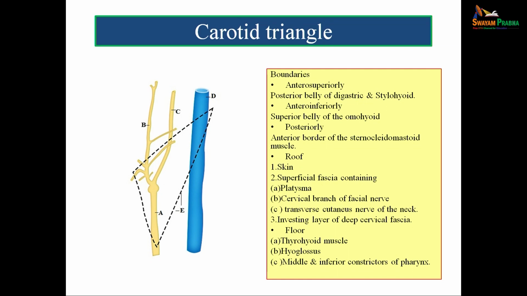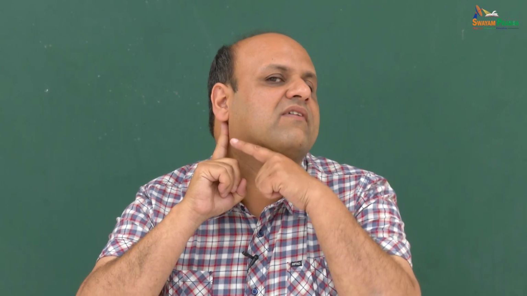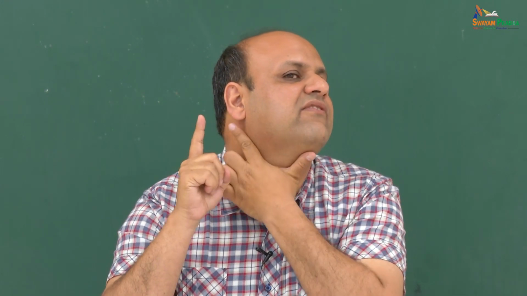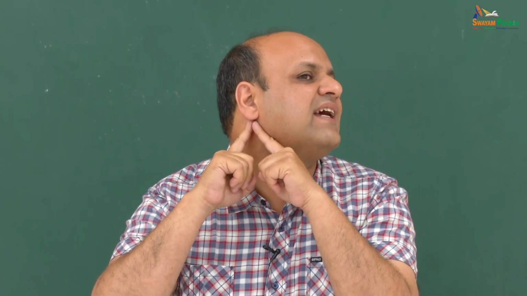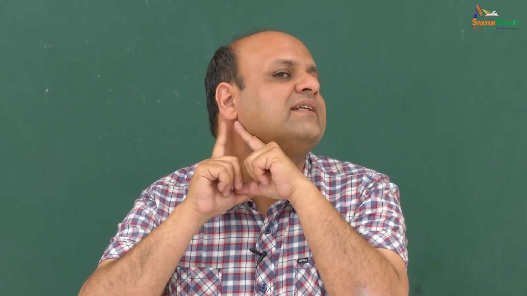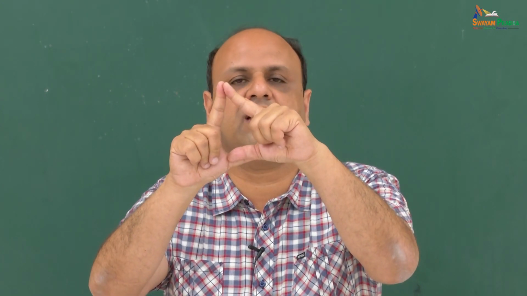So, if we try to see the location of the carotid triangle, on one side is the anterior border of sternocleidomastoid, on one side is the posterior belly of digastric. So, if this was representing the anterior and posterior, on one side is the posterior belly of digastric, on one side is the anterior margin of sternocleidomastoid, then this base is formed where my 2 thumbs are meeting.